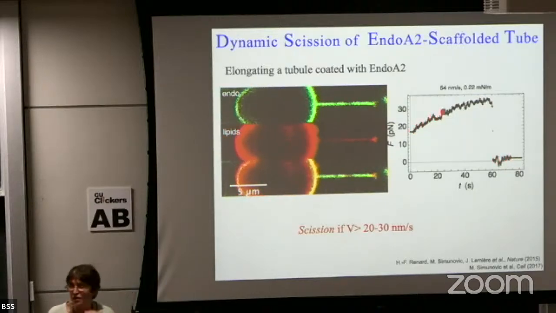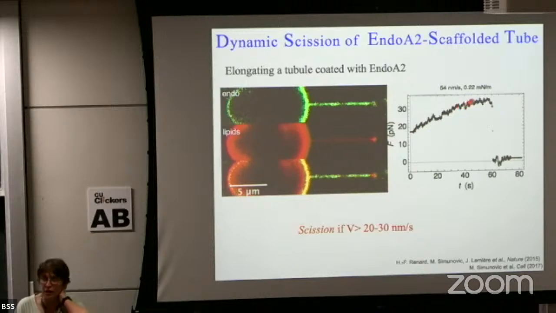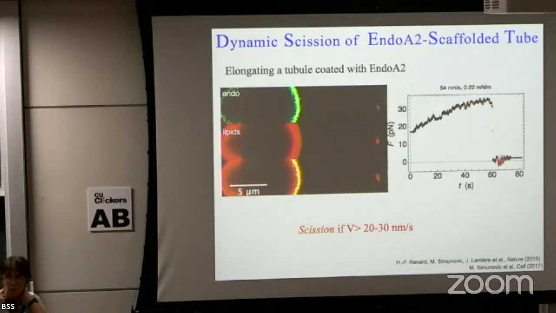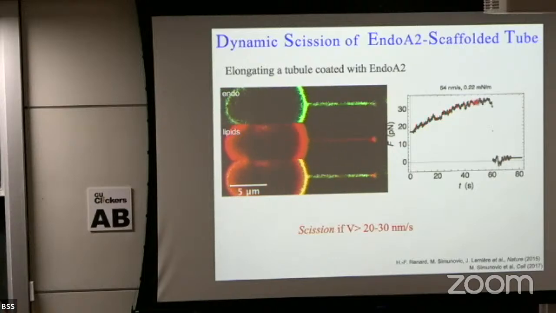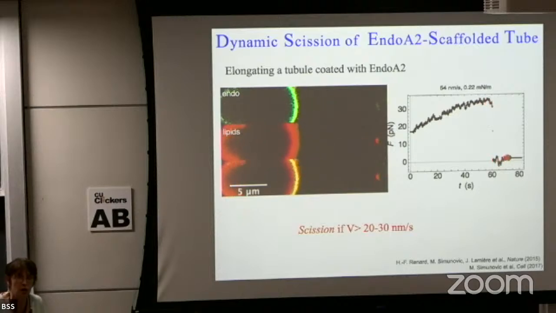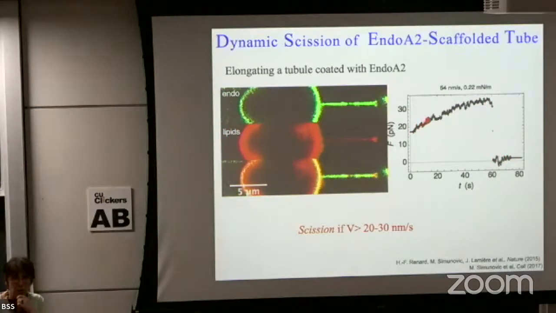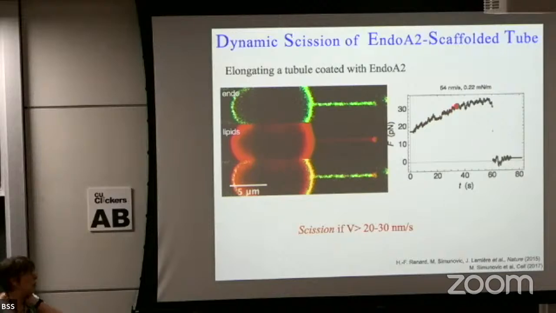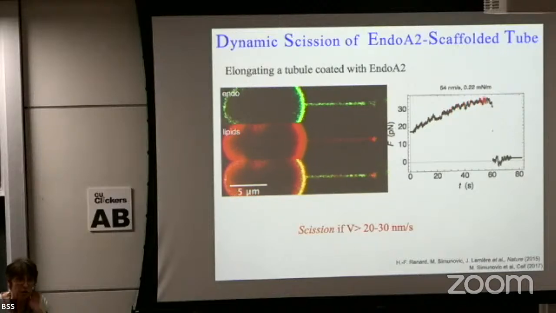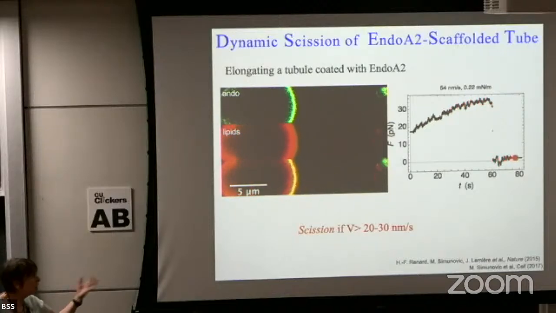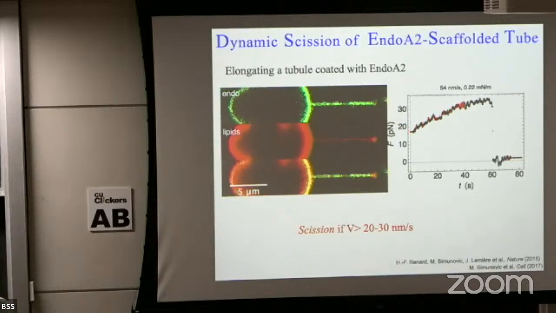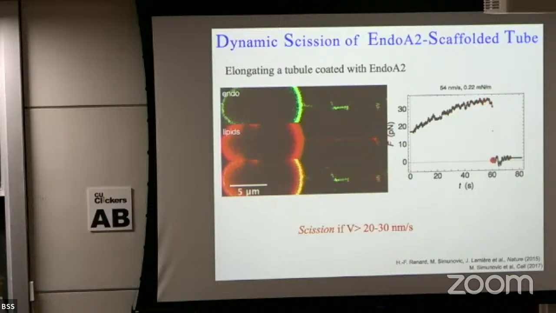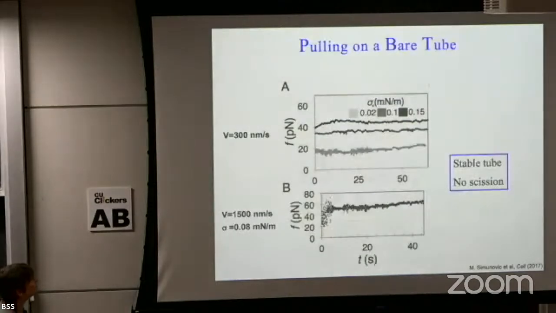And so you can do that at different velocities, and we find out that you don't need to be very, very fast to break. What you need is to go over 20 to 30 nanometers per second. And typically, the molecular motors, when they walk along microtubules, easily go to 100 nanometers per second. So it means that, at least experimentally, we can reproduce by pulling the fission of the tube in vivo. So the question is how it works.